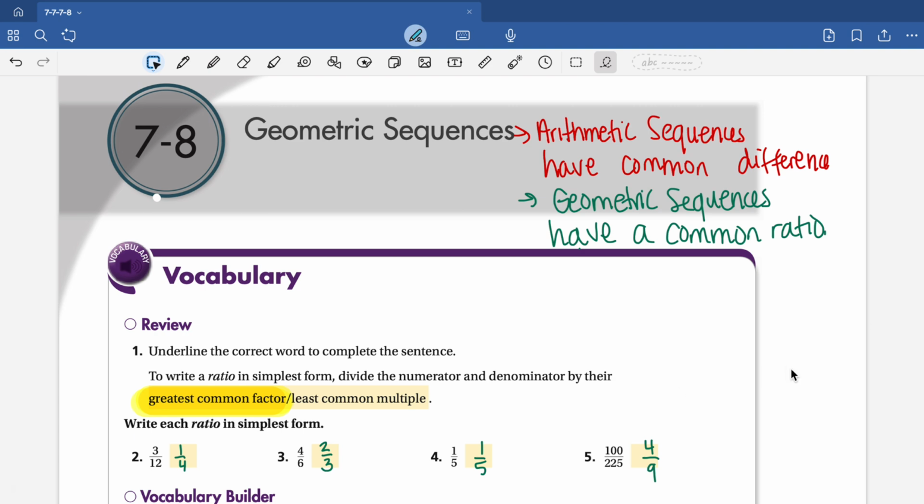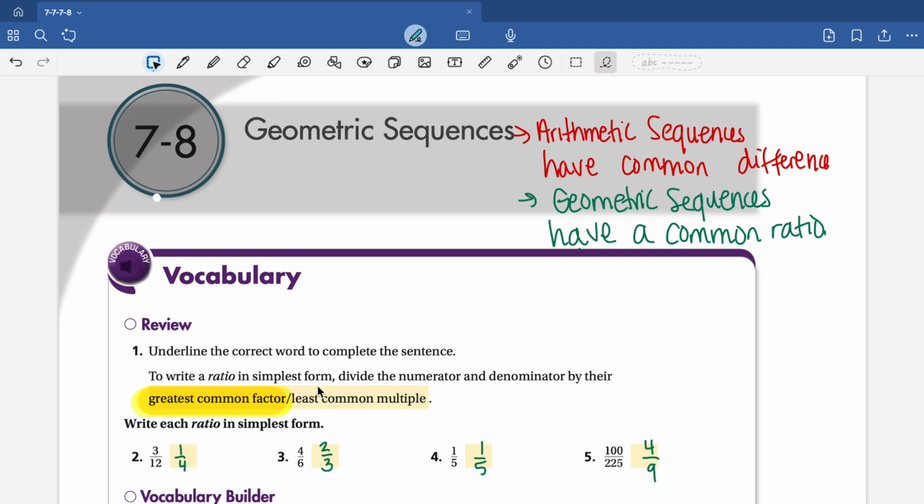Geometric sequences are basically a list of numbers that are going in order. Comparing this to arithmetic sequences, which we did in a different chapter, arithmetic sequences have a common difference, whereas geometric sequences have a common ratio. Let's go over the vocab for this lesson. Vocabulary says, underline the correct word to complete the sentence.